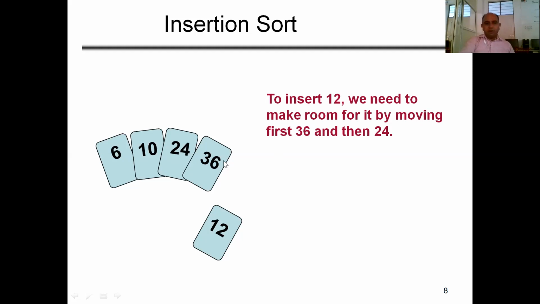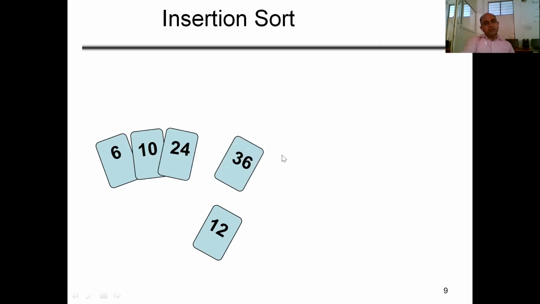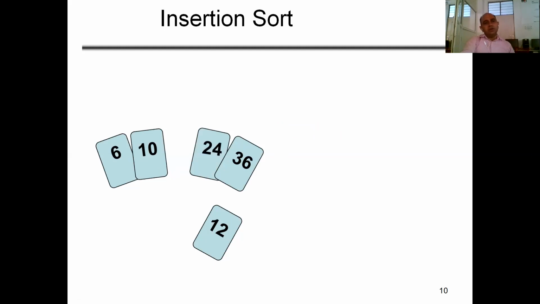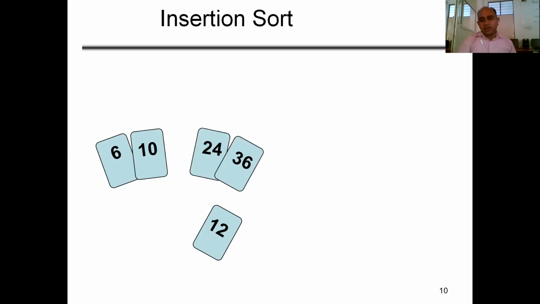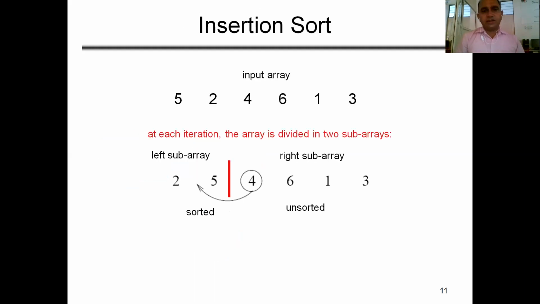So we have to shift these cards one place to the right side. How is this possible? You can say 36 is shifted to the right position, 24 is shifted to the right position. Now the position where 24 was placed is empty. Now we can insert our card number 12. This is the concept behind the insertion sort. Now let's take an example.